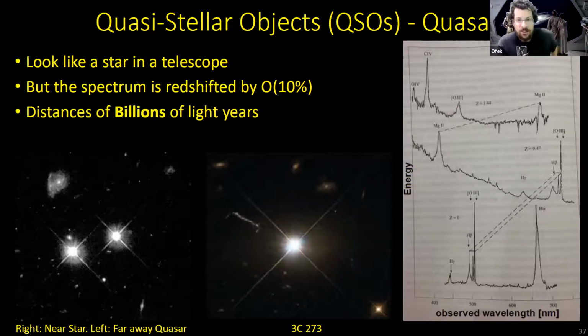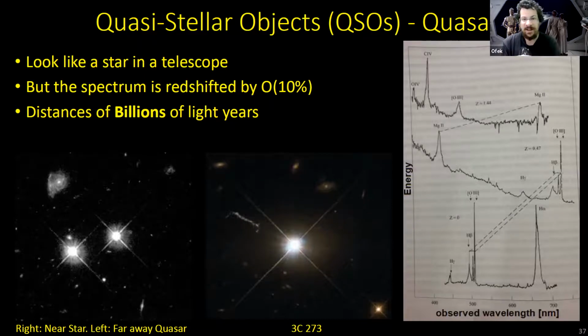But then the spectroscopy shows that it can't be a star. It's redshifted by a very, very large amount, tens of percent, 10 to almost 50% redshift, which would be impossible for a nearby star. That means it has to be traveling at a large fraction, approaching the speed of light, away from us, to be redshifted by that much. So it can't be a nearby star.